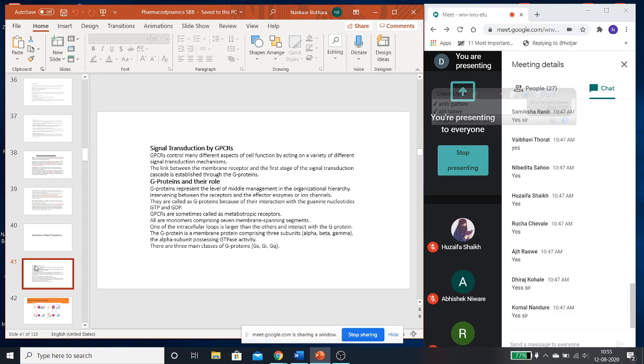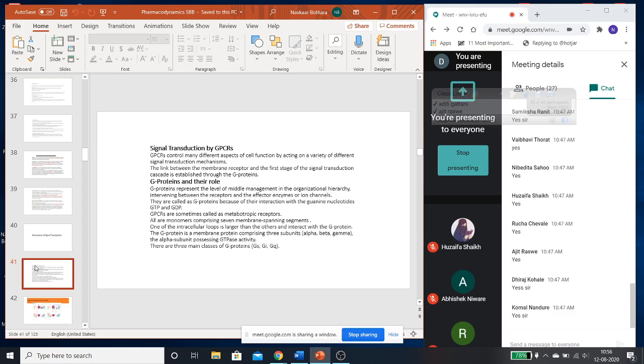G proteins represent the level of middle management in the organizational hierarchy. They intervene between the receptors and the effector enzymes or ion channels. They are called G proteins because they interact with guanine nucleotides, and these guanine nucleotides play an important role in their function. These guanine nucleotides are GTP and GDP. They are also called metabotropic receptors because they alter metabolism.